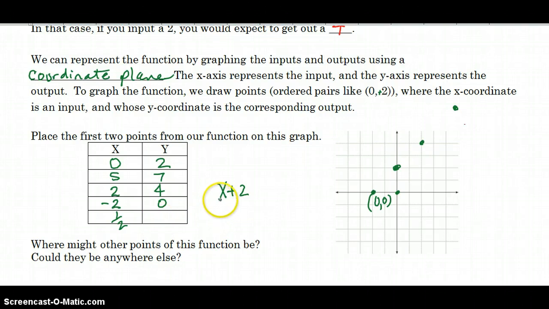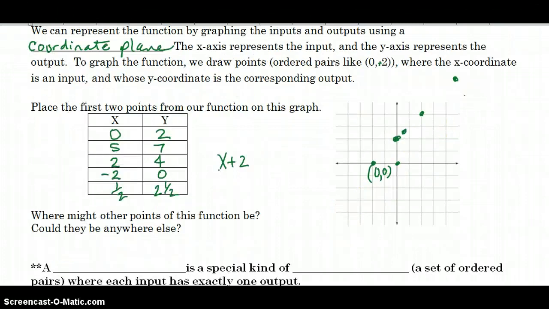Well, 1/2 plus 2 is going to give us 2.5. So if I put in, for my x, I only went half, then I'm going to travel up to 2.5, and it's going to be right there. So I'm noticing that all these points seem to be lining up. So besides the 2 points that I've chosen here, could points be anywhere else? And yes, there's an infinite number of points because it's making a straight line.